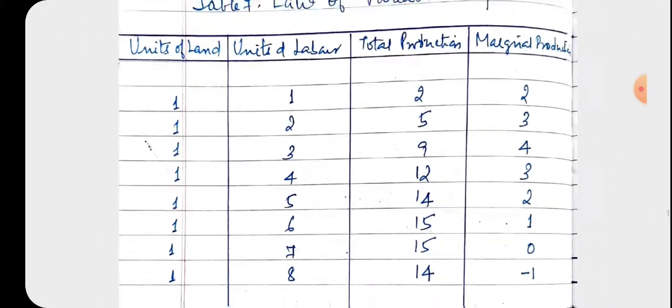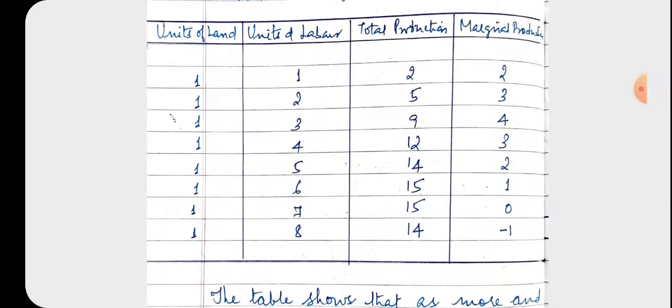Explanation of the law, using the same table which I have shown you. You can see these are the units of labor, and this is the unit of land. For example, you have 1 hectare of land, and labor is increased one by one. I have taken the first labor up to the 8th labor employed on a given piece of land. The total production is 2, 5, 9, 12, the same table which we have seen earlier. Marginal production is 2, 3, 4.